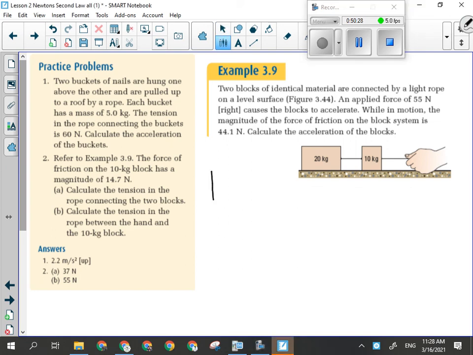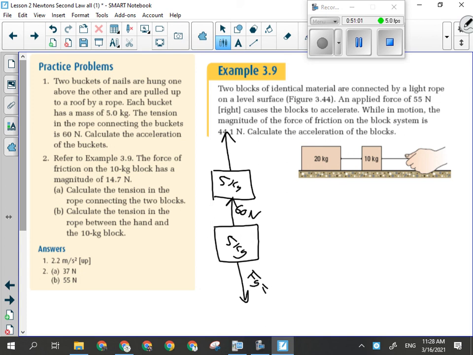Okay, so for this first one, where we have the two buckets, we got this bucket of nails connected to this bucket of nails, and then a force acting directly on the first bucket. Okay, each bucket is 5 kilograms. All right, tension in the rope connecting the buckets is 60 newtons. All right, so the tension in this is 60 newtons. Right? What's the other force acting on that bottom bucket? Gravity.